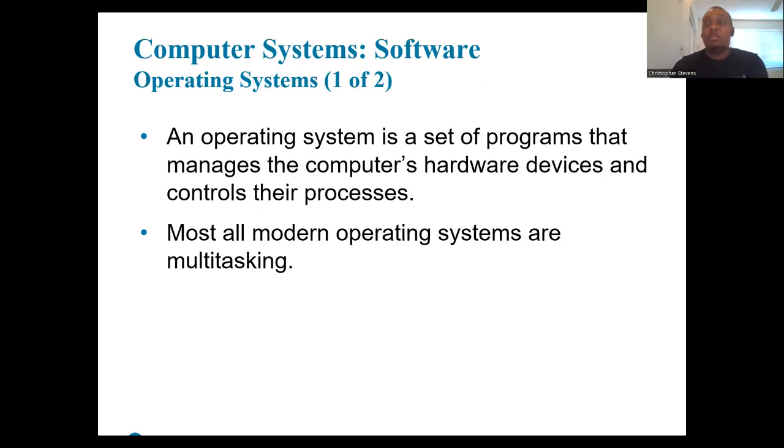An operating system, or OS, is a set of programs that manages the computer's hardware devices and controls their processes. Most modern operating systems are multitasking, meaning they can run multiple programs at once. Examples include Unix, Linux, Mac OS, Windows, and Chrome OS. This technique is called time sharing, where the OS divides allocation of the hardware resources and the CPU's attention among all executing programs.